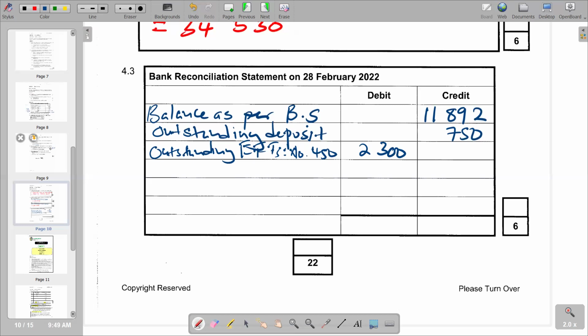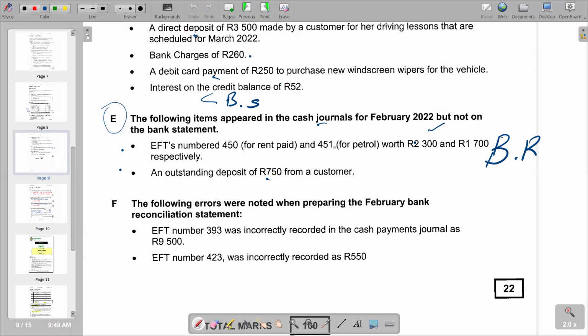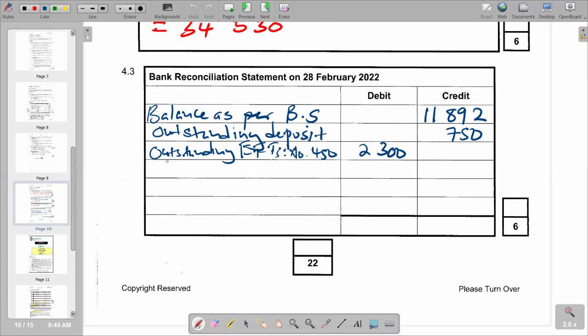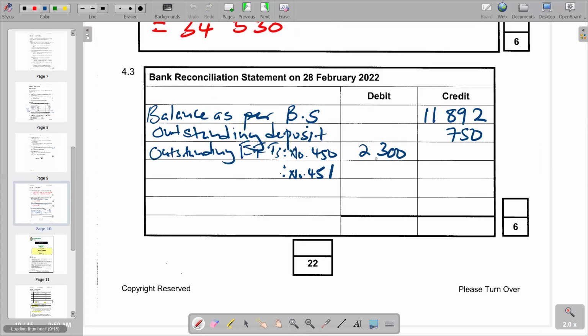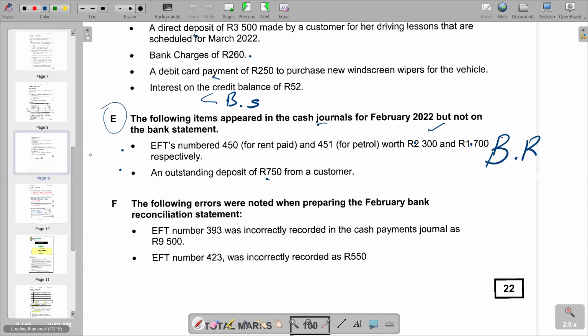Then we refer back to the other check that we are having. We have now 451 of 1,700. So we come here. We can put again number 451, and the amount is 1,700. We can just confirm, which is this one. So saying 1,700. And then we'll check if we've got any other transaction that we need to adjust.